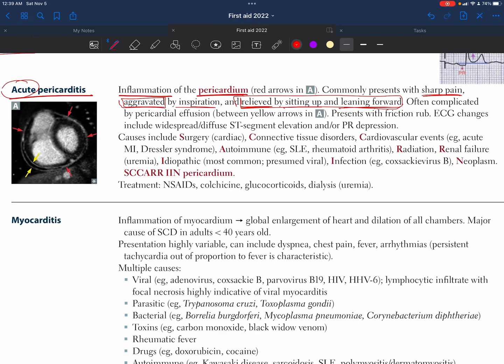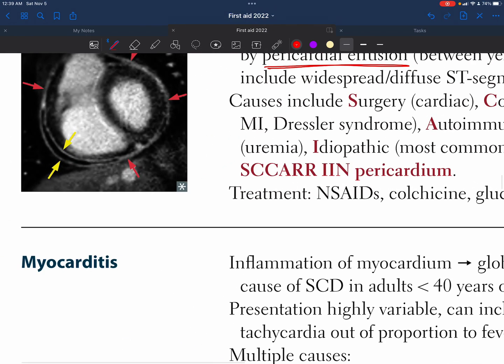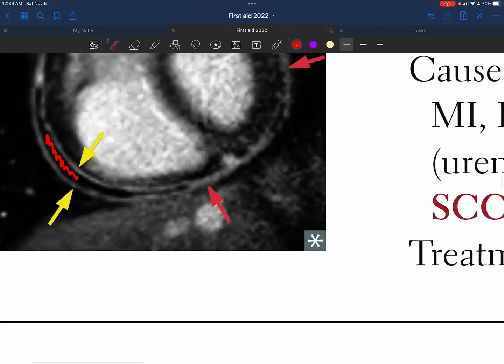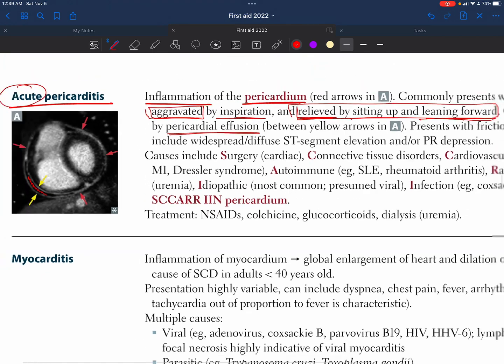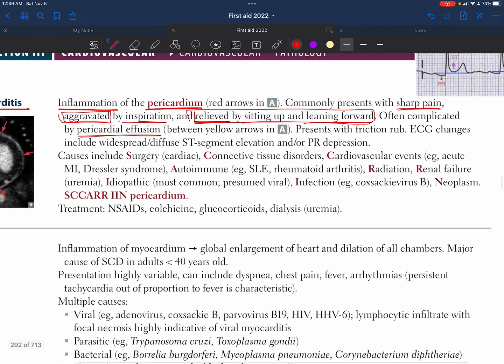It's often complicated by pericardial effusion, so sometimes it happens. This is this dark thing between these two white lines. So this dark spot is the pericardial effusion. It presents with friction rub, something to hear on auscultation as well. The ECG changes include widespread or diffuse ST segment elevation and/or PR depression.